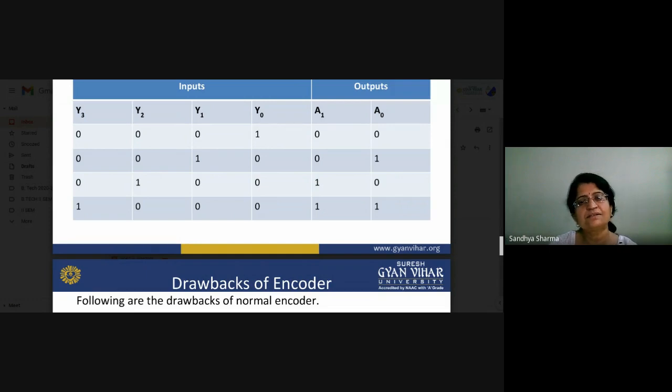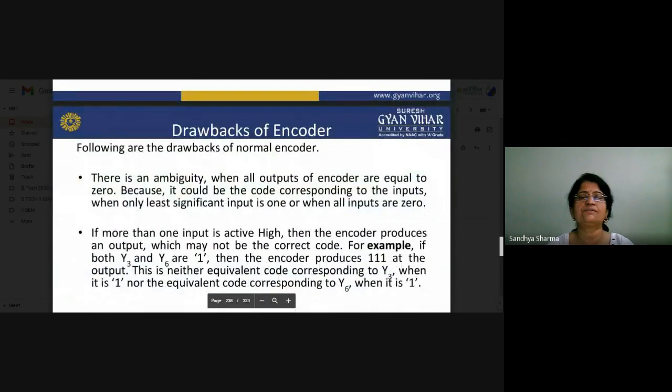Now let's see the basic drawbacks of this type of encoder. There is an uncertainty when all the outputs of the encoder are equal to 0, because it could be the code corresponding to the input. Only the least significant input is 1 when all the inputs are 0. There is also a problem if more than one input is high. Which one will be the correct code? There may be a controversy in that part, and this is the disadvantage of our encoder system.